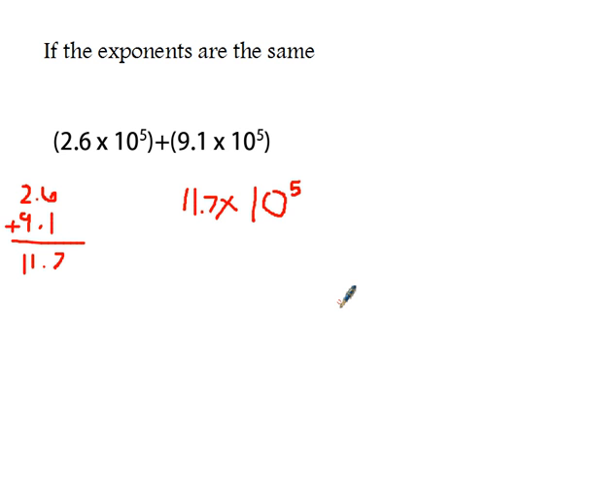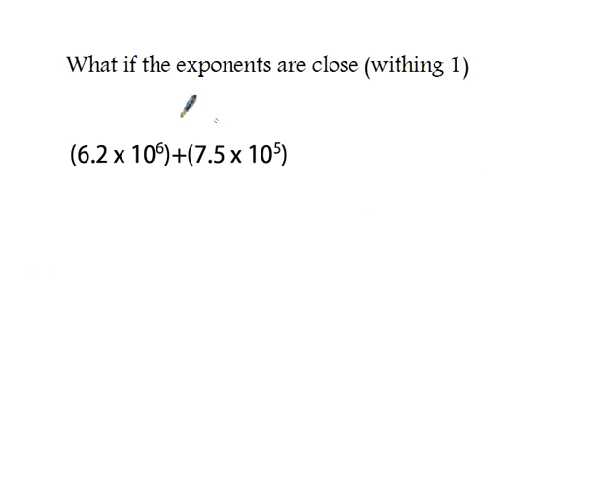Now this is almost in scientific notation, but it's not quite, because 11.7 is larger than 10. I need to change that to 1.17 times. Now because I made this smaller, I must make this bigger: 10 to the 6th power. And that is my answer. 2.6 times 10 to the 5th plus 9.1 times 10 to the 5th becomes 1.17 times 10 to the 6th.